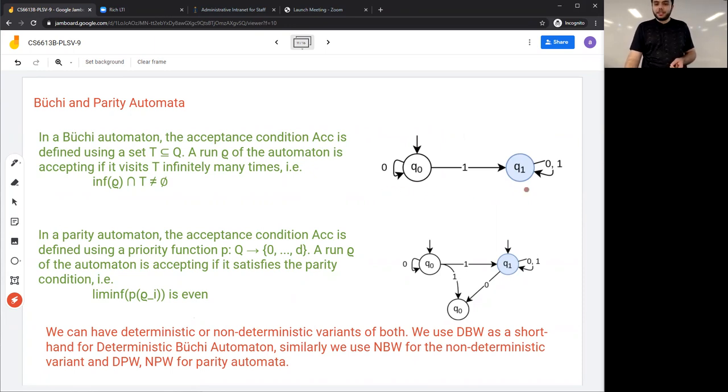So what is the language of this Büchi automaton? What infinite words are accepted by this Büchi automaton? Well, Q1 is the only accepting state. So you can say that a run is accepting if it visits Q1 infinitely many times. But I just want a description of the language itself.